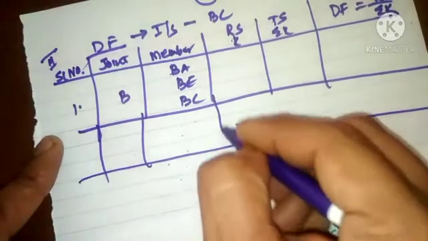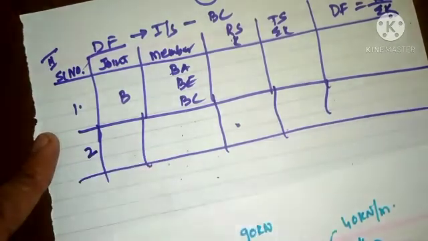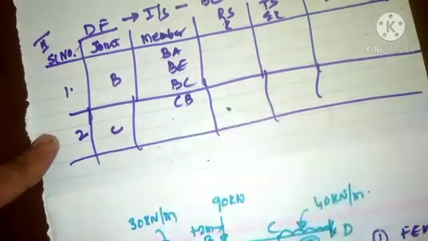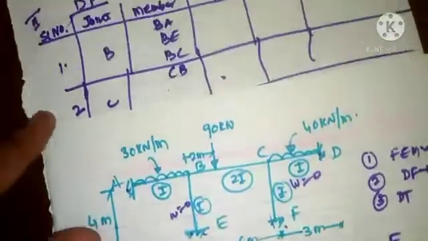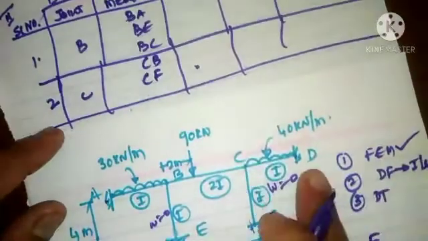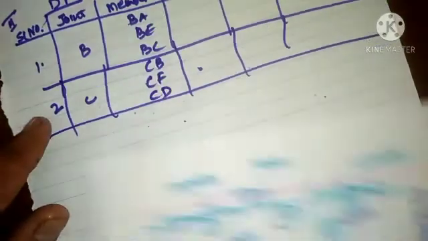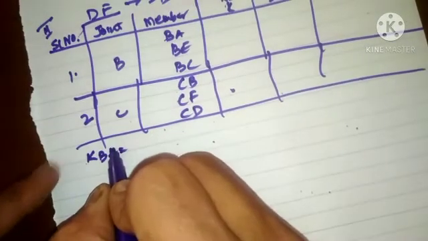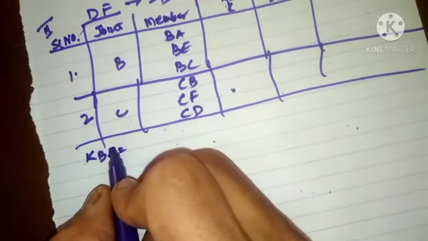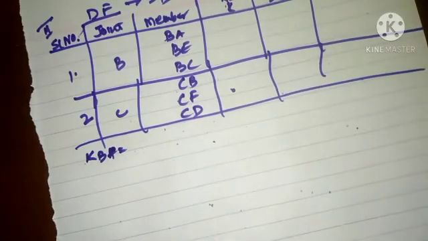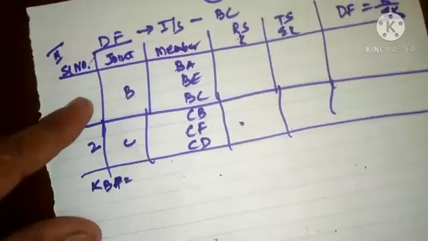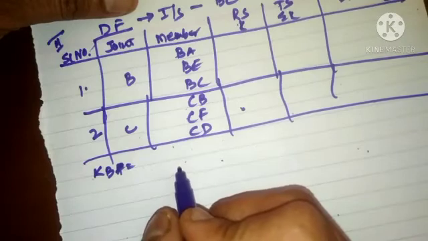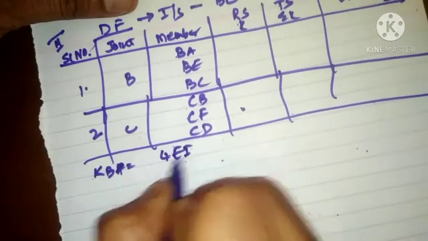Same thing, we need to check how many members are connected to joint C. Second, joint C. For joint C, left hand side is CB, vertical member is CF, and horizontal member towards right hand side is CD. So when we write down the stiffness factors here, KBA, I need to look at the type of support at A. The type of support at A is fixed as per the diagram. If it is any support other than fixed, then it will be 3EI by L. If it is a fixed support, then it will be 4EI divided by L.